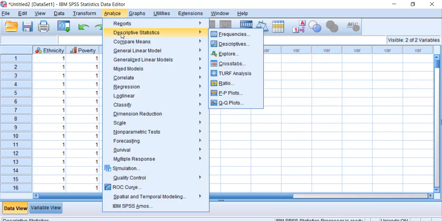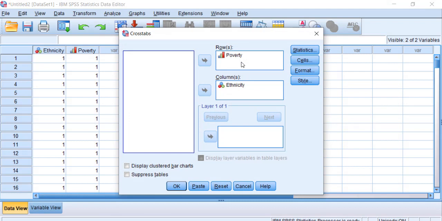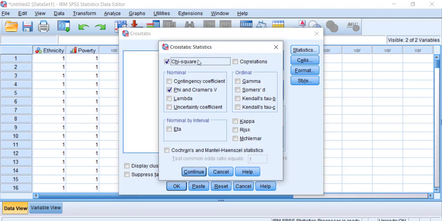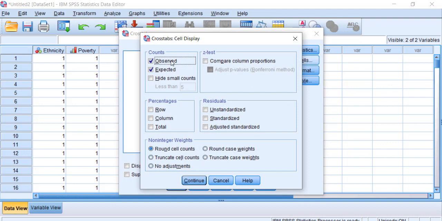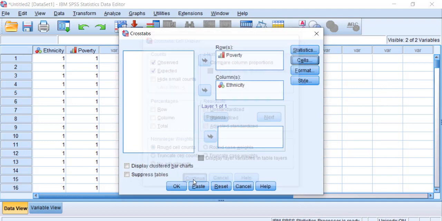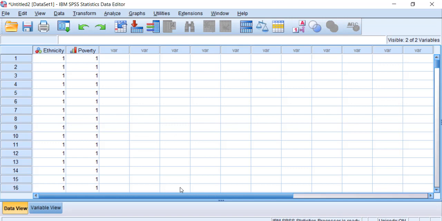When we go in and we run that chi-square under Descriptives, Crosstabs, set up the same way. Columns are going to be ethnicity, rows are going to be poverty. We're requesting chi-square and Cramer's V for the effect size. On cells, we've again requested observed and expected, and we're going to hit OK.